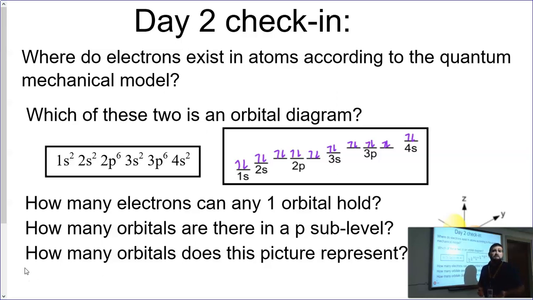We also talked about how electrons don't exist in these circular or elliptical paths around the nucleus like we've kind of previously taught you, but instead electrons exist in what are called orbitals. So again, just to refresh, an orbital is a three-dimensional region of space where the electron has a 99% probability of existing.